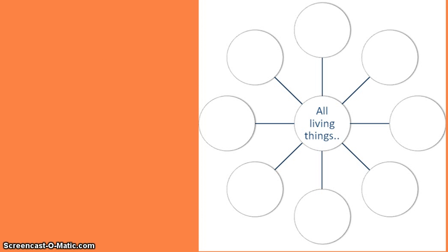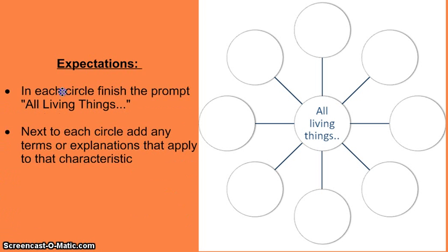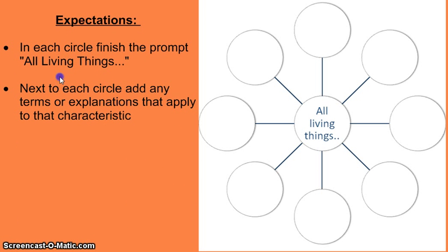This is the note sheet that you should have in your notebook. We're going to give you an example of how to fill it out, but these are the 2 basic things that you need to have in there. In each circle, you want to finish the prompt, all living things, and then next to each circle, you'll be adding terms or explanations as we go through each of the 8 characteristics of life. Pretty simple, isn't it? I think so. Pretty simple. All right, here we go.